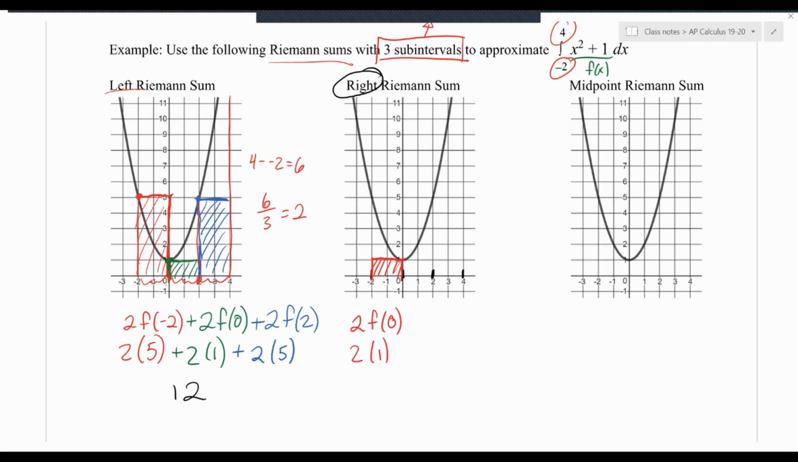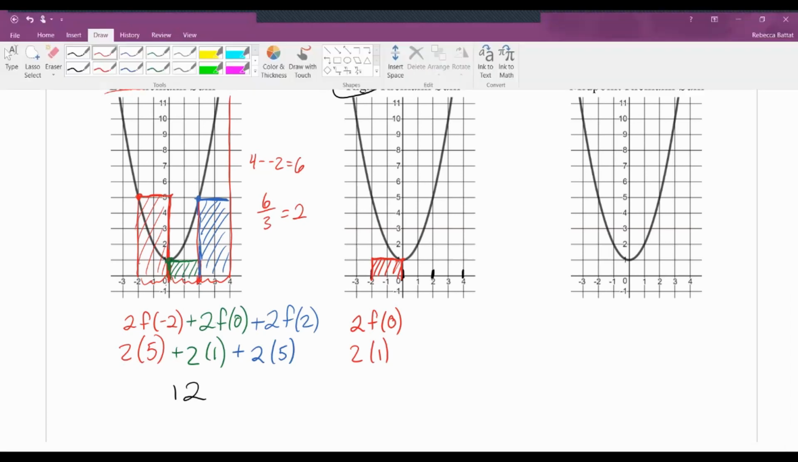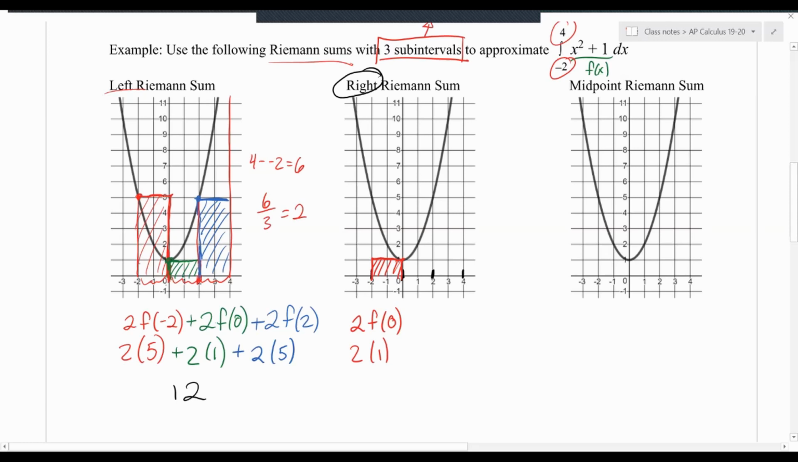For our second rectangle, we're going to use what endpoint? Well, in our second rectangle, we're going between 0 and 2. 2 is on the right. So I'm going to go up at 2 and make my rectangle. That's now my rectangle. So again, our base is 2, and the height we're using is f of 2. So that's 2 times f of 2, which was 5.